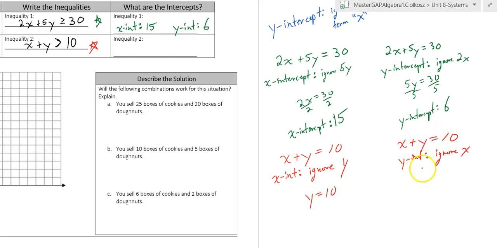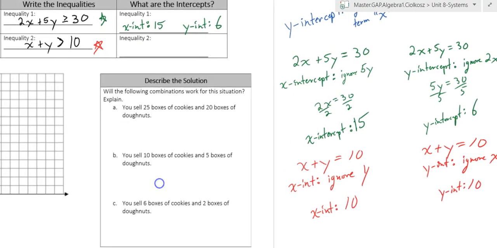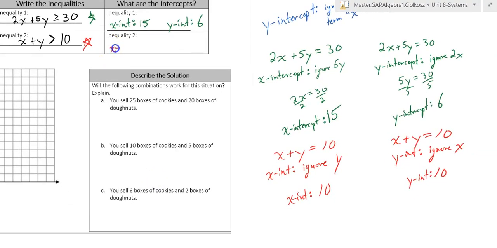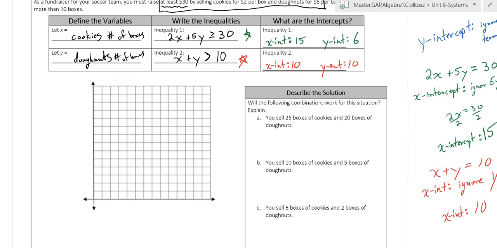So that gives me, well, y is equal to 10. In this one, if I ignore x, oops, backwards here, we're ignoring y. So that gives me my x-intercept, since it's just x equals 10, it's just 10. Here, when I ignore the x, I get y is equal to 10. So my y-intercept here is also just 10. So for both of these, 10 and 10. Alright, now we're going to use those to graph.